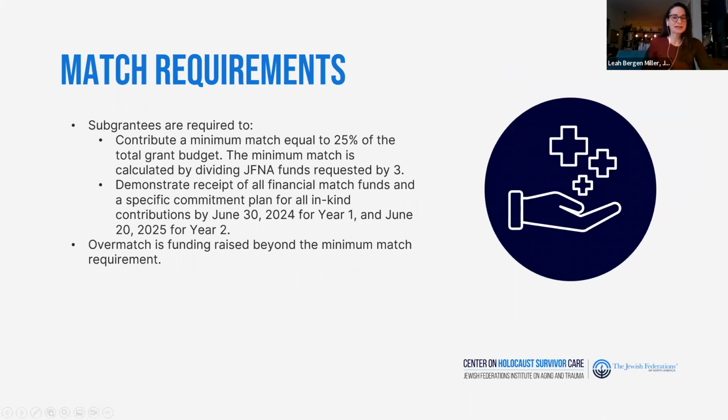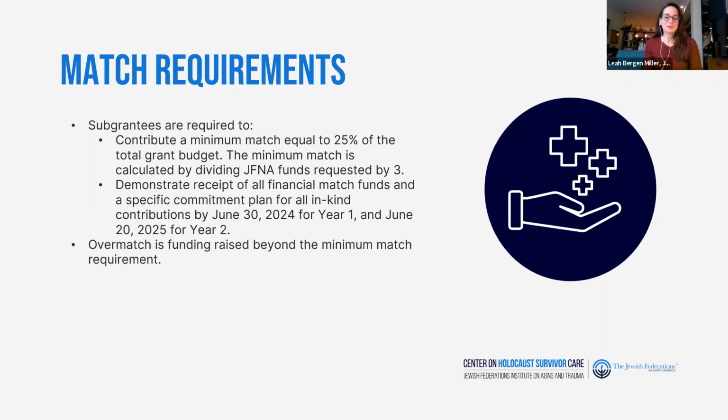For the match requirements, subgrantees are required to contribute a minimum match that is equal to 25% of the total grant budget. The minimum match is calculated by dividing the JF&A funds requested by 3. So please read what cannot be used towards JF&A as a match. It's noteworthy that match can be either funds that you raise, or else it can also be in kind. And JF&A does not favor overmatch applications. So overmatch is if you get more match than what is required, that is considered overmatch.